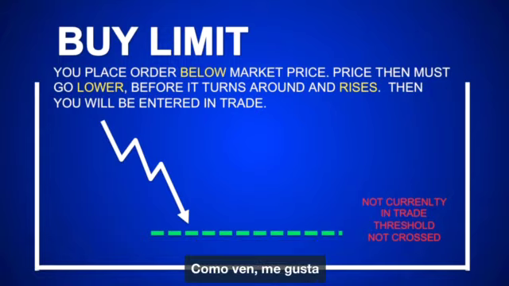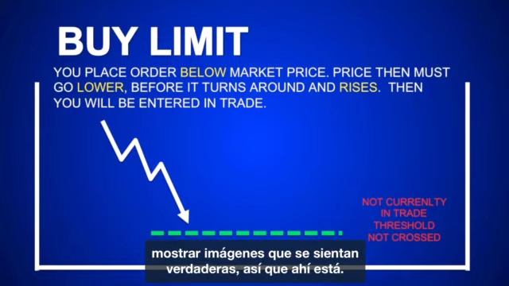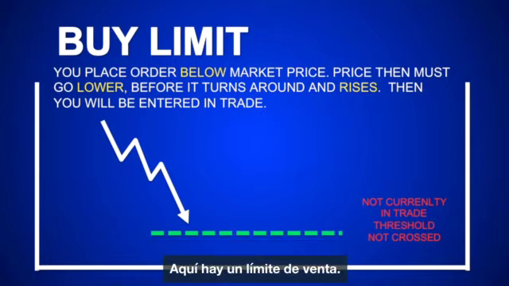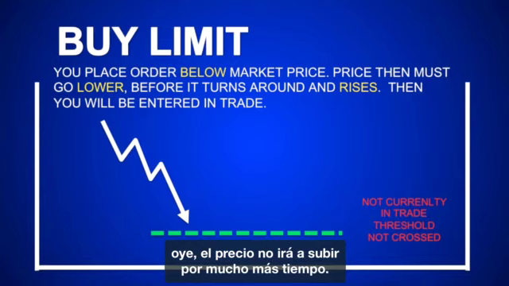A buy limit is different in that you place an order below market price. See, that dotted line represents market price. Price then needs to go lower before it turns around and rises. Then you will be entered into the trade.